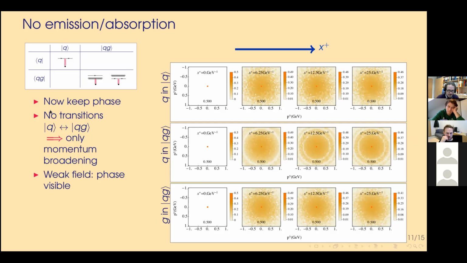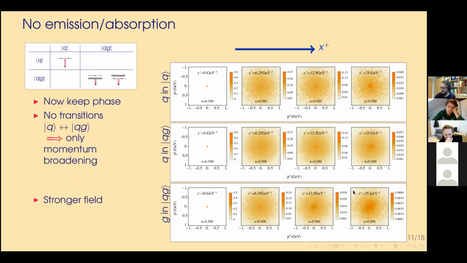Here, I'm not allowing transitions; I just turned them off by hand. So we put in some initial quark and initial state in the QG sector, just to see that they also get their transverse momentum kicks. If I do this for a weak transverse field, I can still see some of these round patterns from the phase factor. But if I make the field stronger, the phase doesn't matter anymore, and I just see this momentum broadening by the background field.